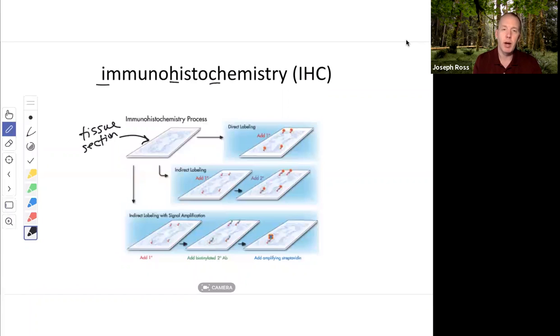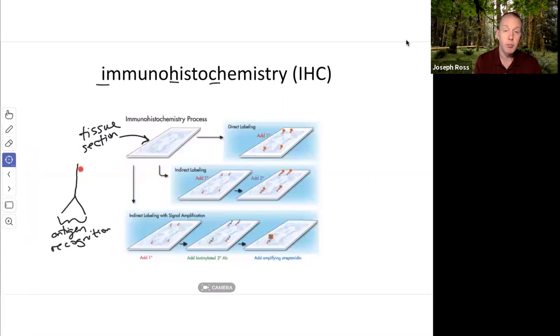And then antibodies are applied to that tissue. Antibodies are often indicated with this sort of a structure, where this is the antigen recognition site. That is, the antibody itself is a protein. It's produced by genes in our bodies.